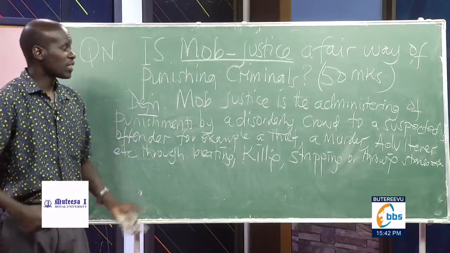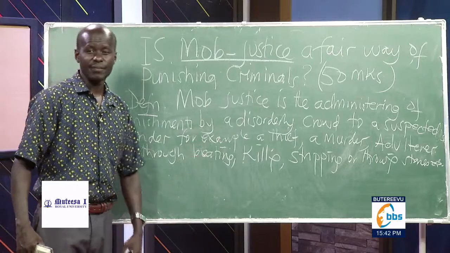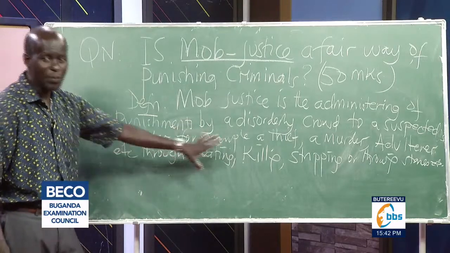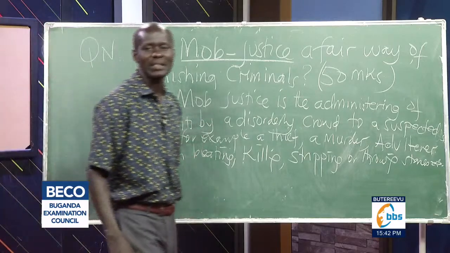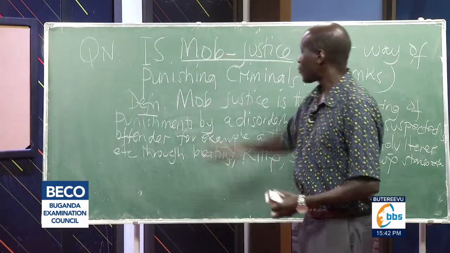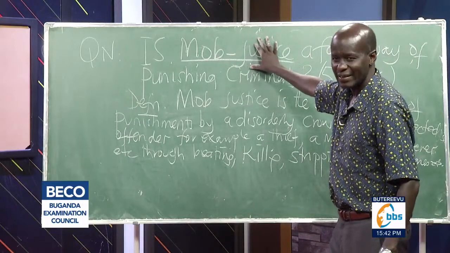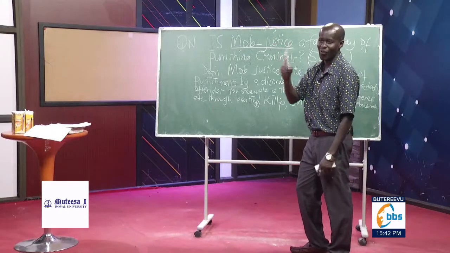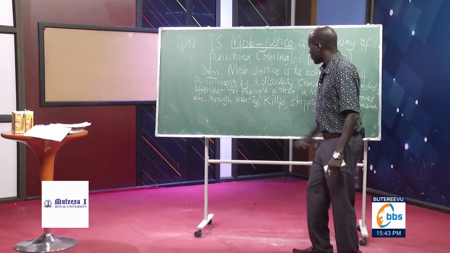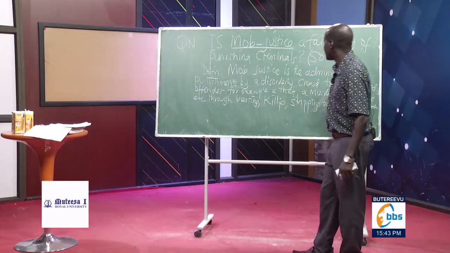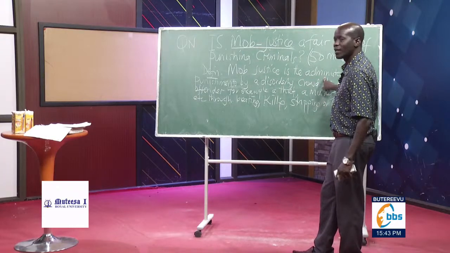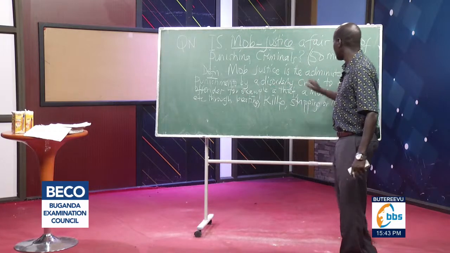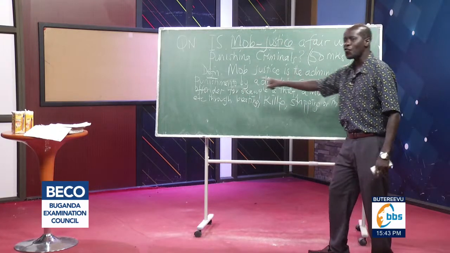Now, viewers, I want us to look at this definition. Yours can be slightly different, or yours can be better than that, but I think this is the ultimate. I'm interested in bringing out clearly what is in the keyword. That is my ultimate point number one. I'll repeat it again: mob justice is the administering of punishment by a disorderly crowd to a suspected offender.